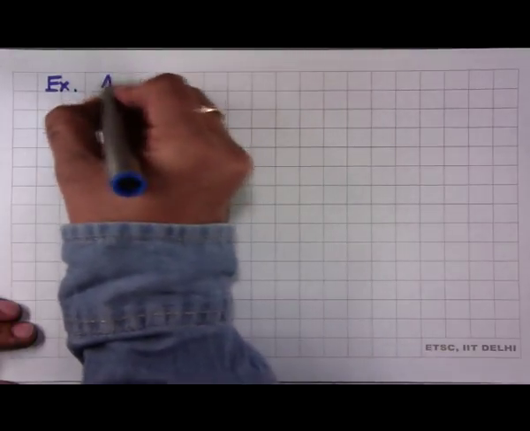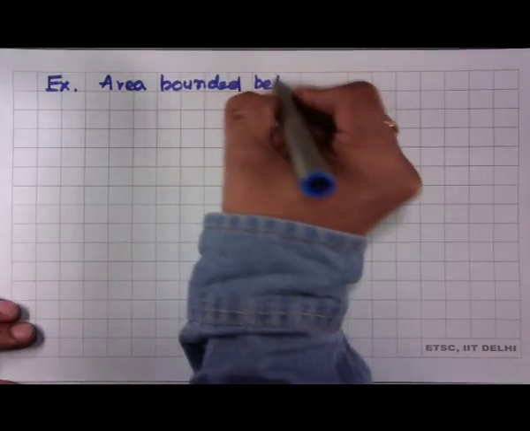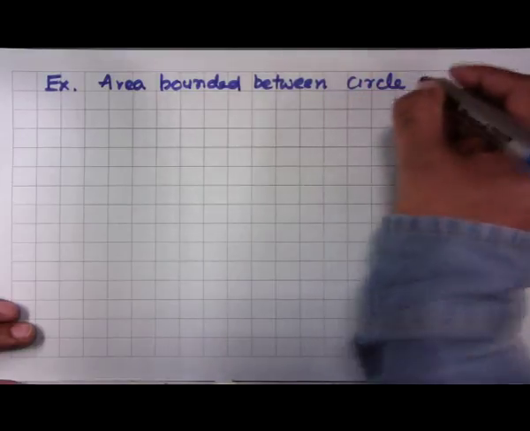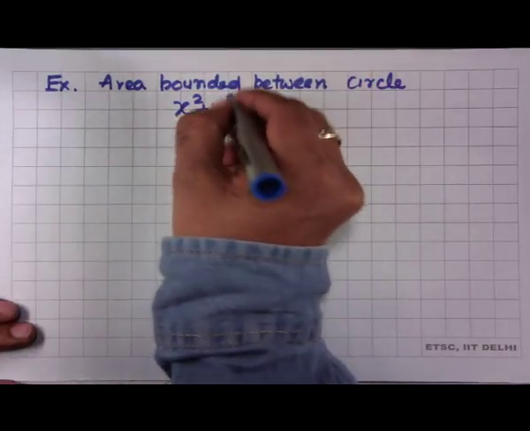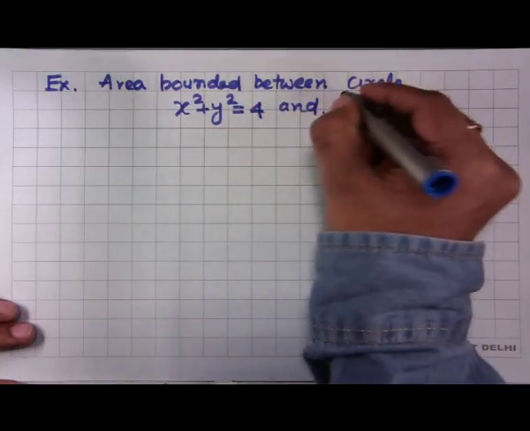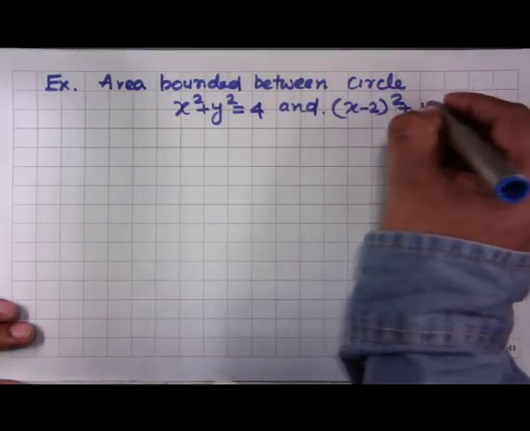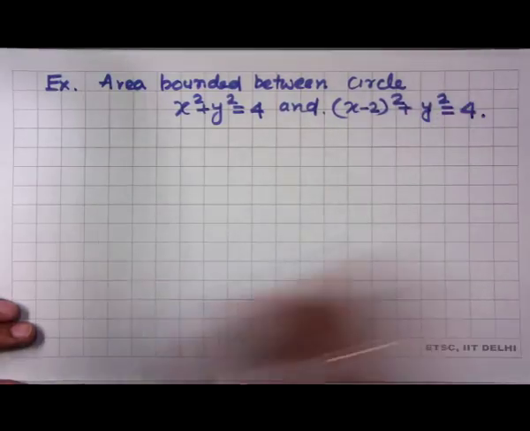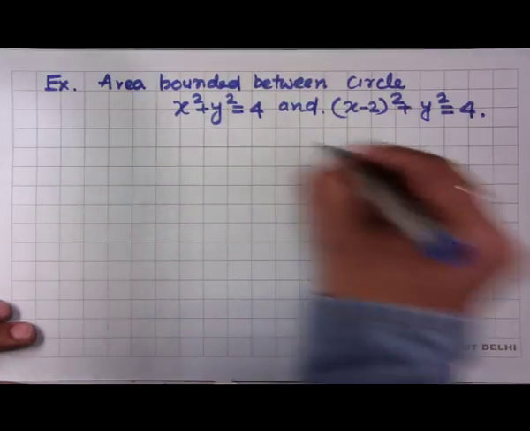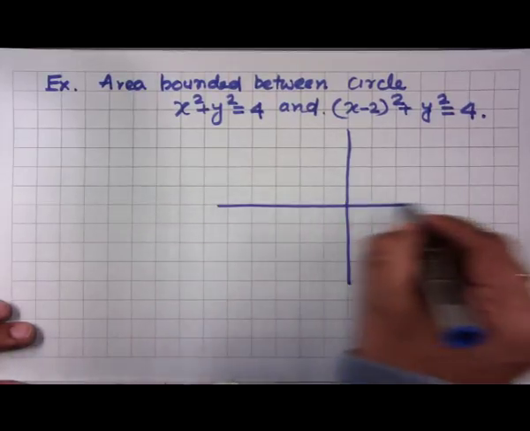Find out the area bounded between the circles x square plus y square equals to 4 and (x minus 2) square plus y square equals to 4. Let us draw both of them on the Cartesian plane.